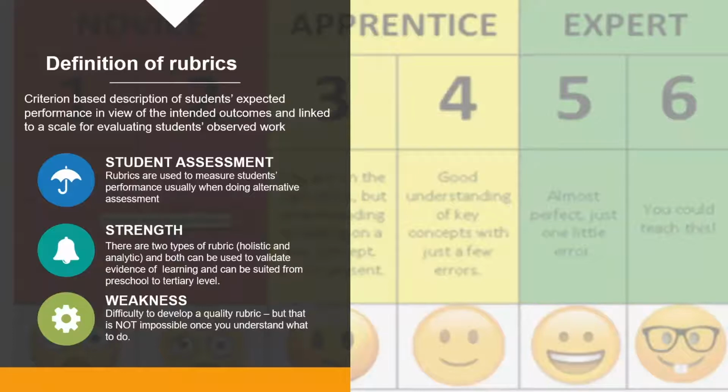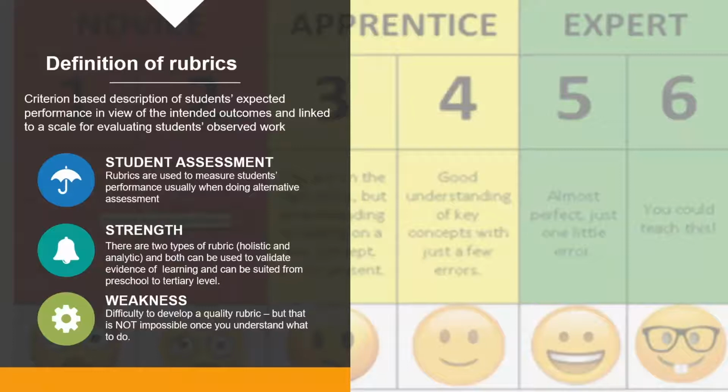Actually, not just rubric. In any kind of assessment tool, there will be strengths and weaknesses. Final exam, there will be strengths and weaknesses too. We basically want students to regurgitate information. How they think is not measured, or how they feel is not measured. But when it comes to rubric, there's also strengths and weaknesses. So in terms of its strength, there are various types of rubric that you can use, either holistically or analytically, and both can be used to validate evidence of learning. And it can be suited from even preschool to tertiary level.